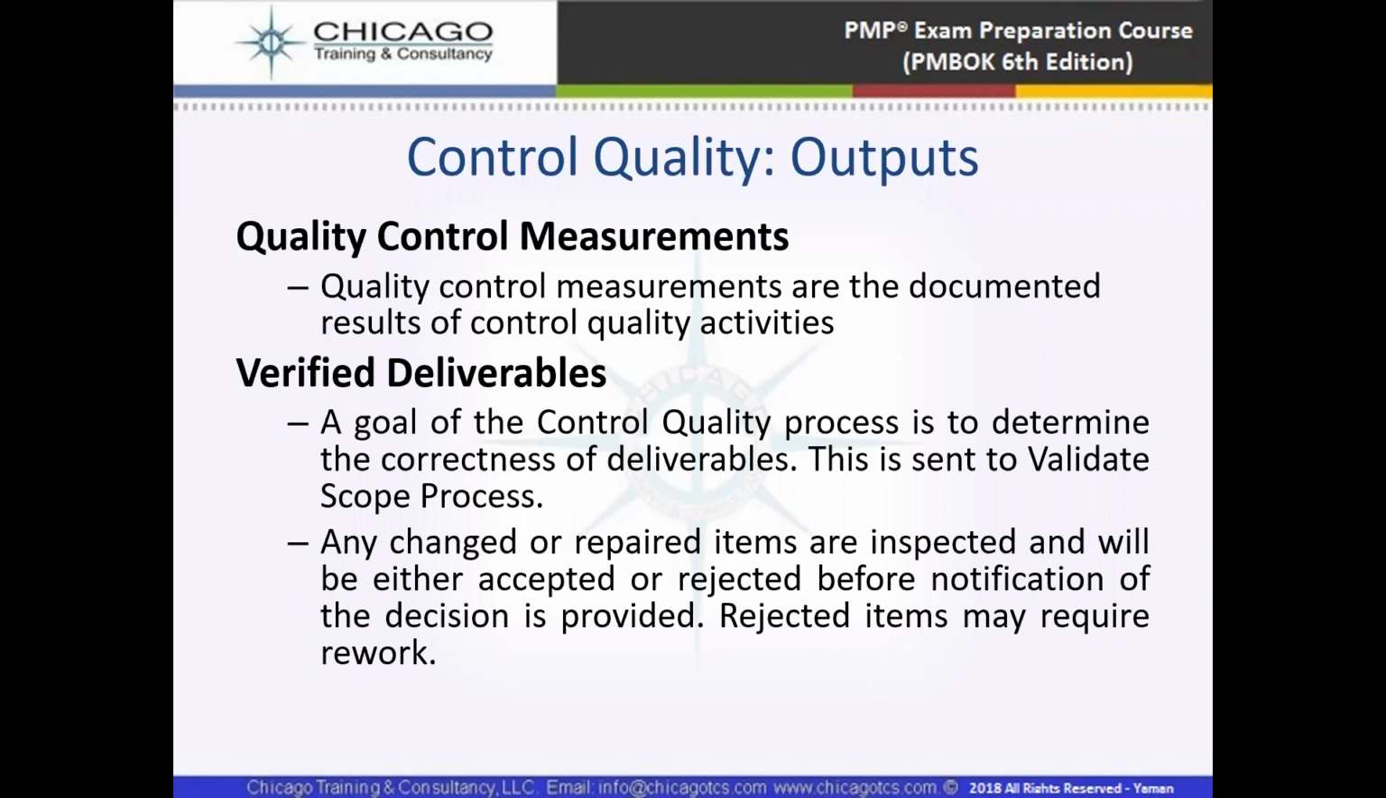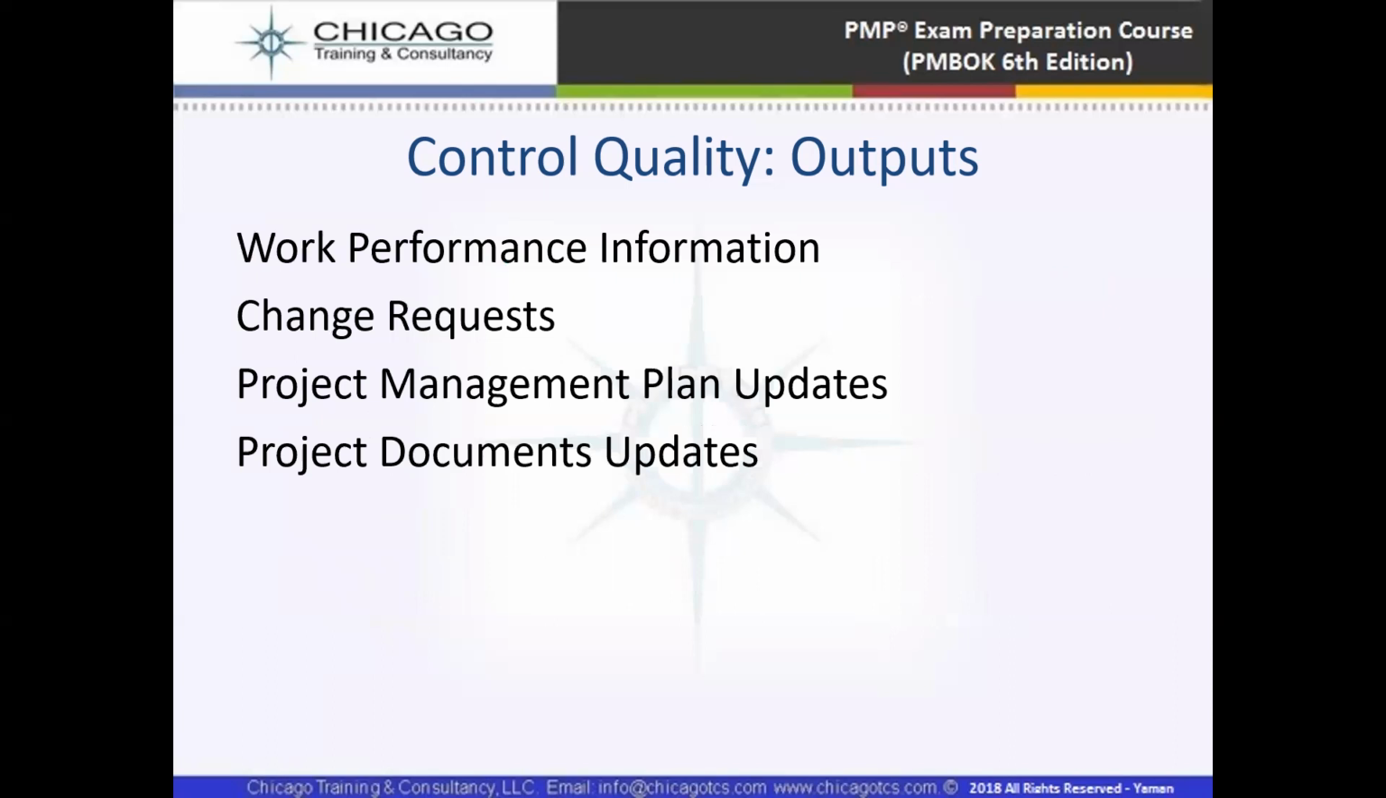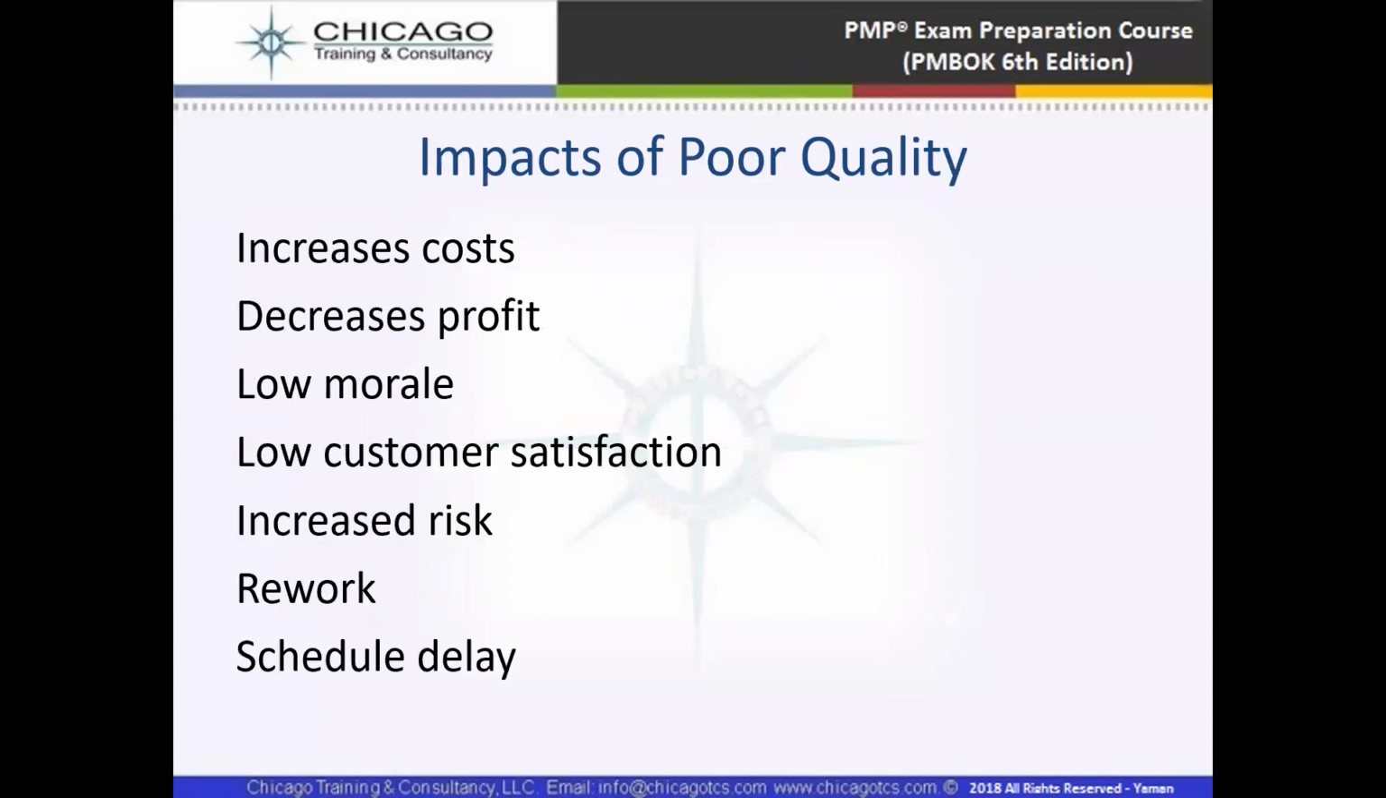Any change or repair items are inspected and will be either accepted or rejected before notification of the decision is provided. Rejected items may require rework. It means if there are any rejected items, they may require rework, which means we will spend more time and again extra money to fix those problems. The other outputs are work performance information, change requests, project management plan updates, and project documents updates.